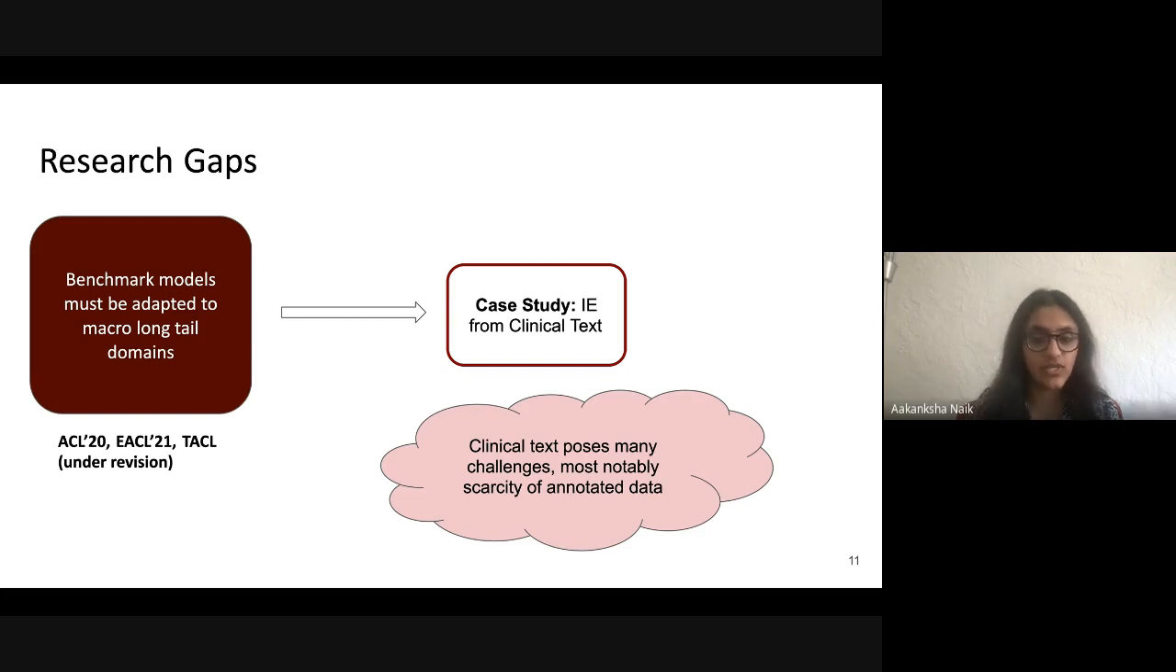And similarly, clinical text is interesting from a linguistic perspective because it poses a lot of challenges, like the use of highly specialized technical vocabulary that it is almost impossible for models to learn from standard benchmarks that are typically trained on news and Wikipedia. But also, most notably, it suffers from scarcity of annotated data and very rigid data sharing restrictions that make proliferation of clinical data difficult.